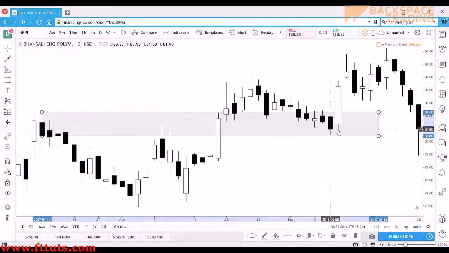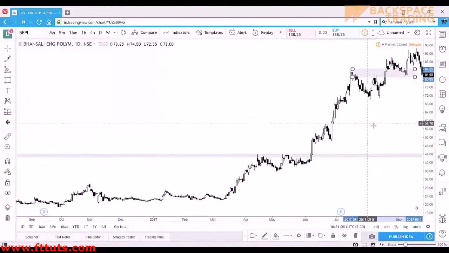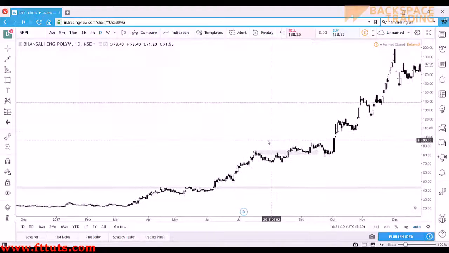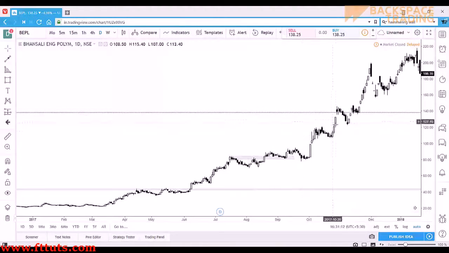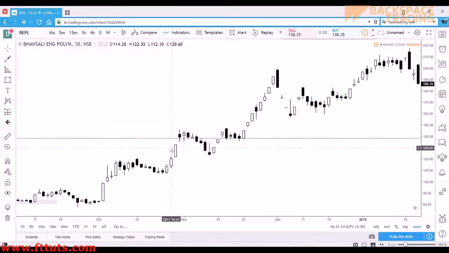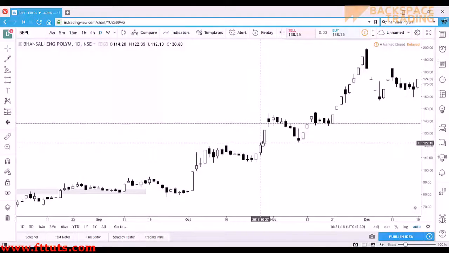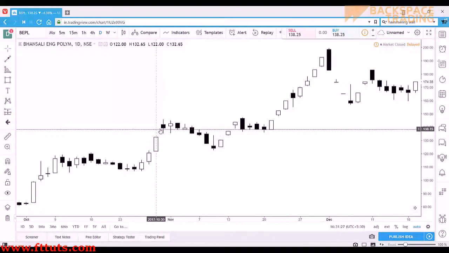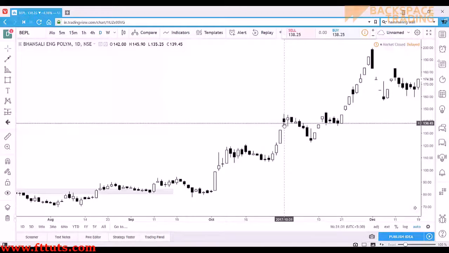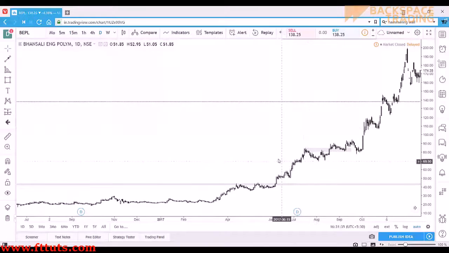Price came down, bounced up again. Now it started its journey. I booked the profit on the result day. Result day was around November, I think so. This day, I think so. Yeah, this gap was the result day. Okay, forget about the gap, I will teach you about that gap later. Around 130 zones, just say 130 zones, I booked my profit.